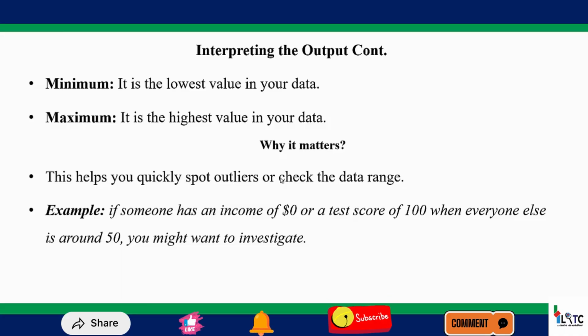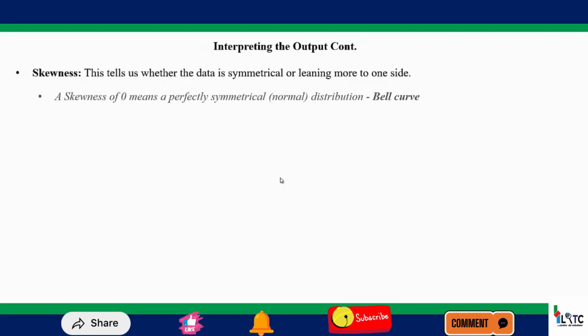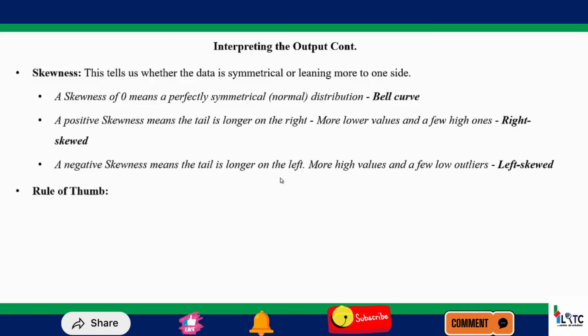Maybe it was an error, or if it is real, then you need to go through your procedures and check. Okay, this is skewness and kurtosis. Skewness tests whether the data is symmetrical or leaning more to one side. Please take notes of the following.